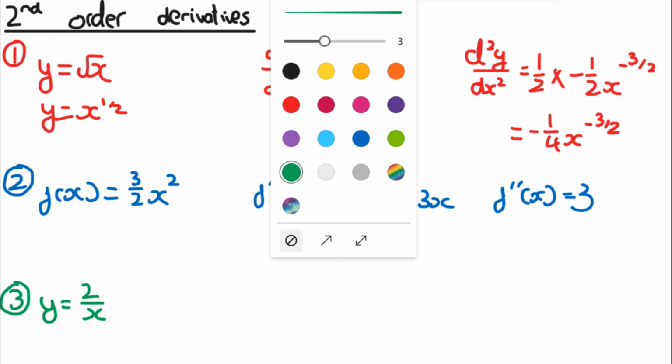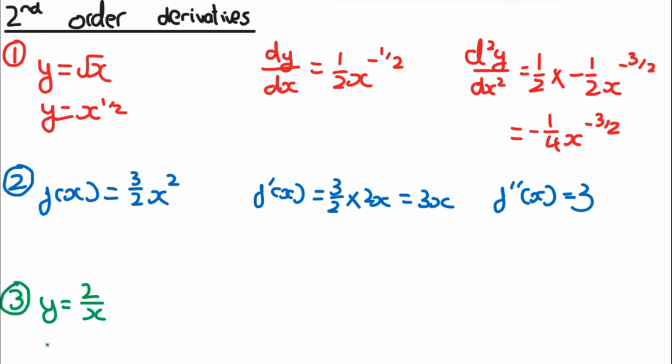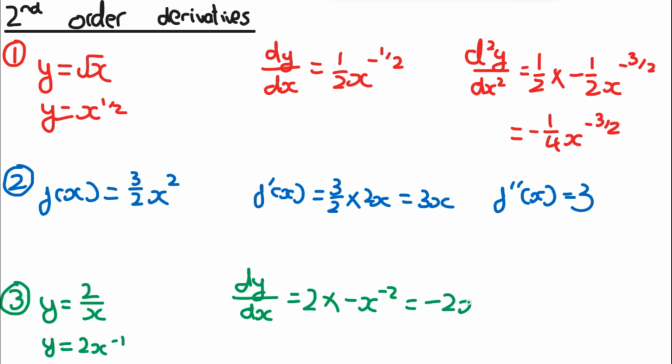And then the third example, y is equal to 2 over x, so y is equal to 2x to the minus 1. So dy over dx is going to be equal to 2 times, and then x to the minus 1 differentiated is minus x to the minus 2. So this is going to be minus 2 x to the minus 2, and therefore d squared y over dx squared is equal to minus 2 times minus 2 x to the power of minus 3, which is equal to 4x to the minus 3.